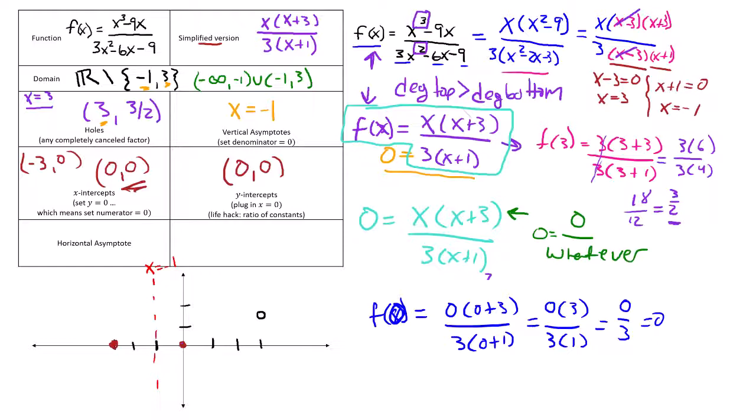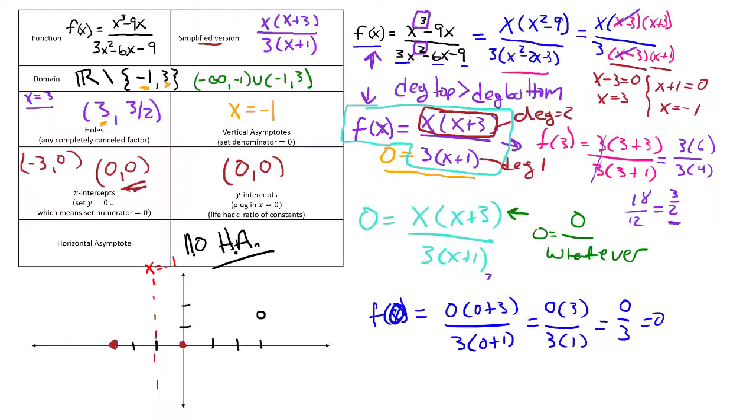If we looked at the simplified function, this is degree 2. This is degree 1. So again, the degree of the top is bigger than the degree of the bottom. It won't matter which one you look at. They're both going to give you the same answer. So what that means, if the degree of the top is bigger than the degree of the bottom, is there's no horizontal asymptote in this question. So we don't even have to worry about graphing that.